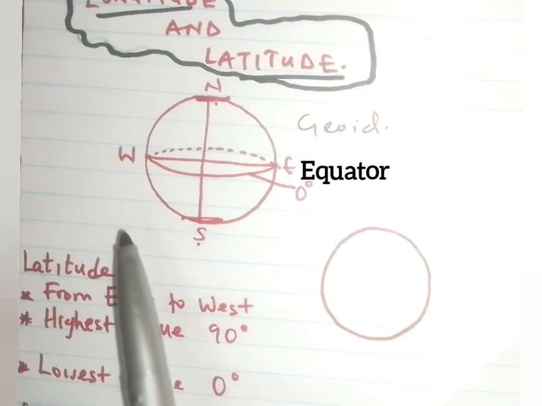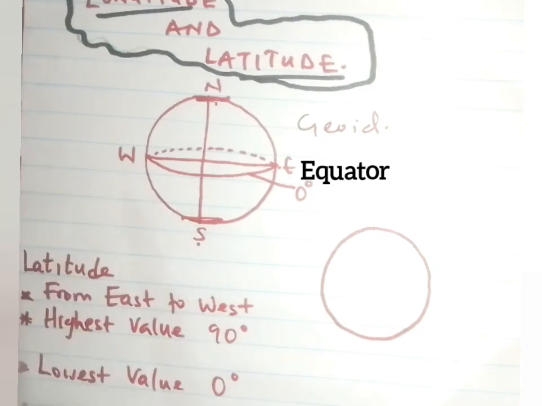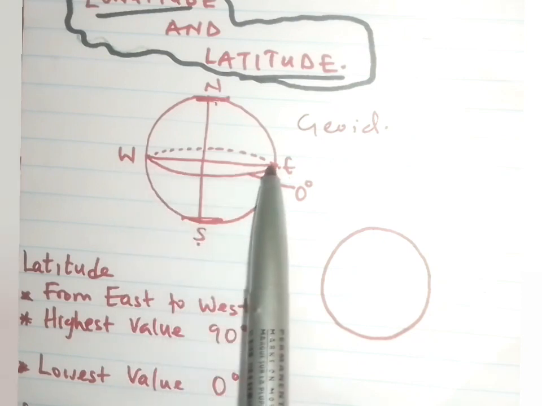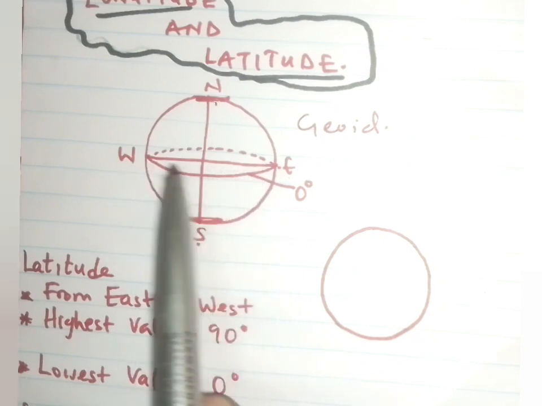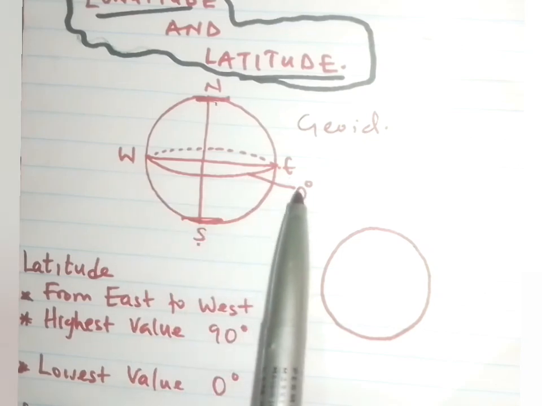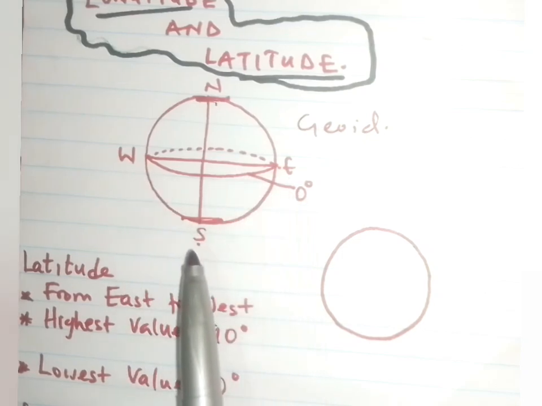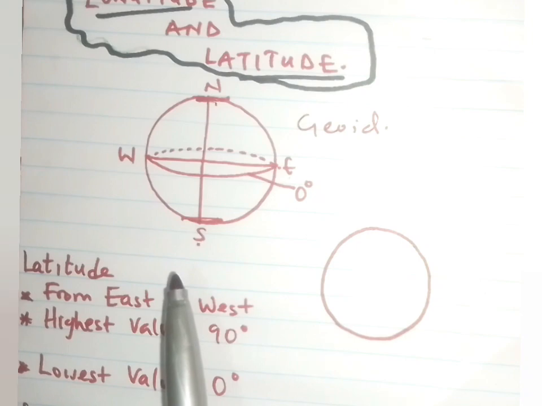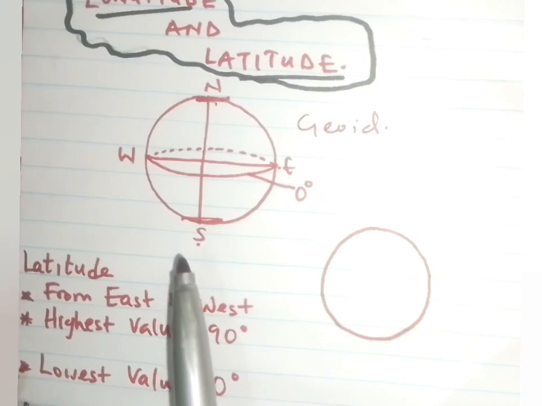This line is called the equator. It's always shown in your diagram as a curved line like this. This equator has a degree of zero. Now, before you can get the location of points on the Earth's surface, you need to know what is called longitude and latitude. So I'm going to be starting with latitude.